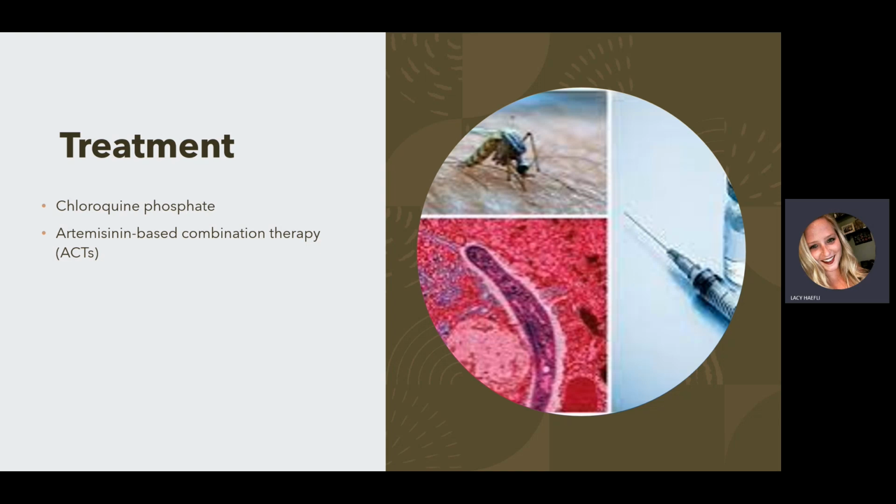ACTs kind of help pick up that slack. So, they use a combination of two or more drugs that fight the disease differently. So again, this is generally used when chloroquine phosphate resistance is present. So if a person does not get treatment, it can cause serious health problems and even death. And so it is important to seek treatment right away. Getting the right medication and correct dosage can treat malaria and then even clear the infection from the body.